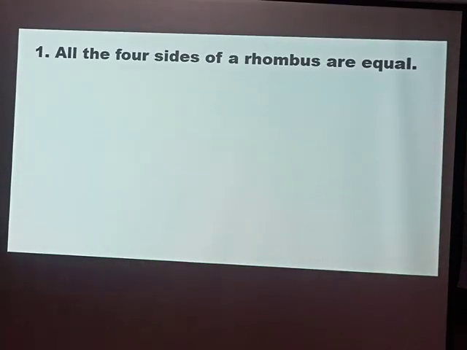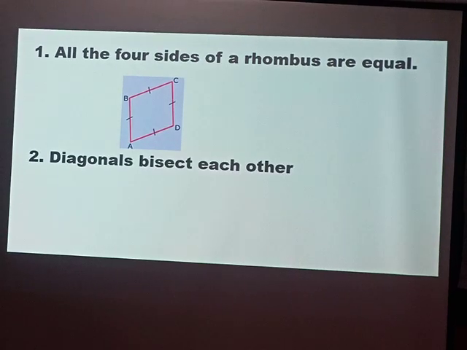1. All the four sides of a rhombus are equal. Just as you see, I have my rhombus A, B, C, D, and there's a symbol that shows that all the four sides are equal. You must know that, because at a certain point of time you'll be able to use these properties. Then 2, we are looking at the diagonals of a rhombus.